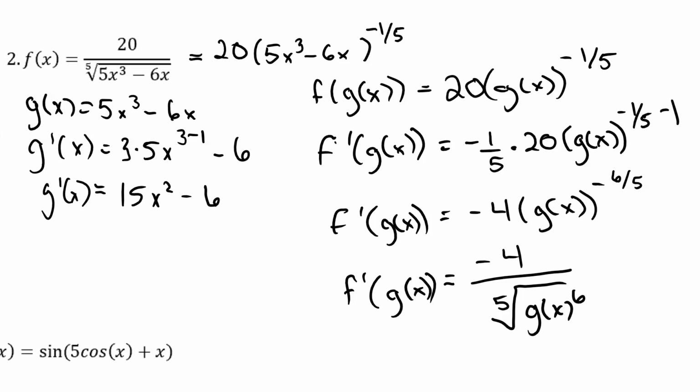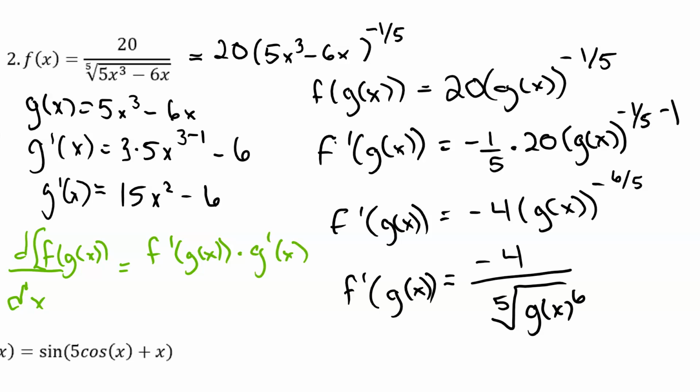And now we're ready to use our chain rule, which says the derivative of a composite function is equal to derivative of the outside with the inside remaining the same, times the derivative of the inside. So we've got, in this case, negative 4 over the fifth root of g of x to the 6th. So I'm going to replace that with g of x. So I've got 5x cubed minus 6x to the 6th.